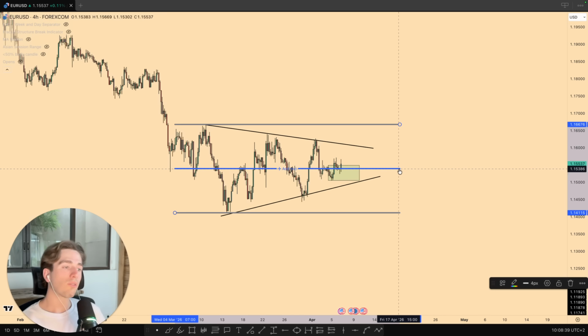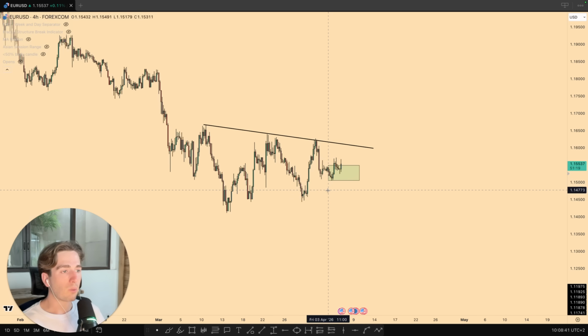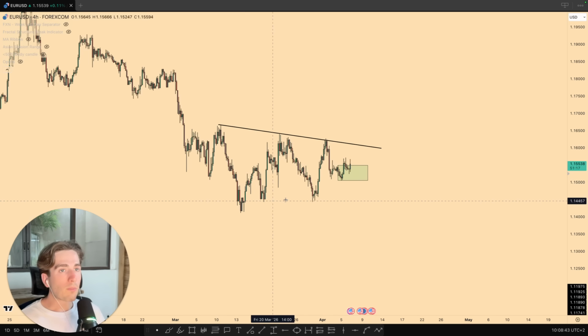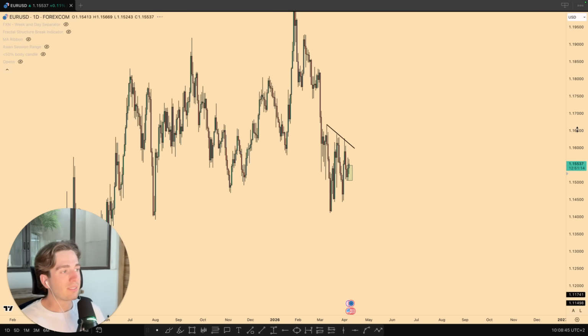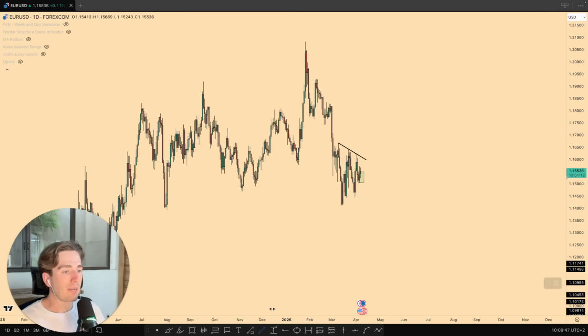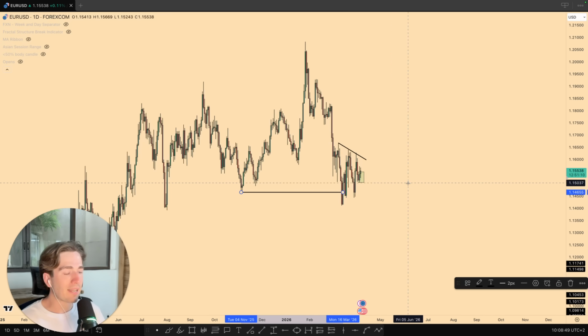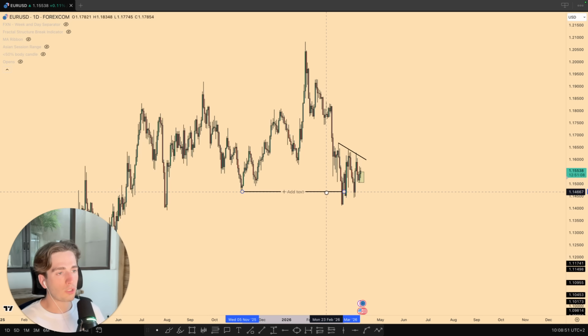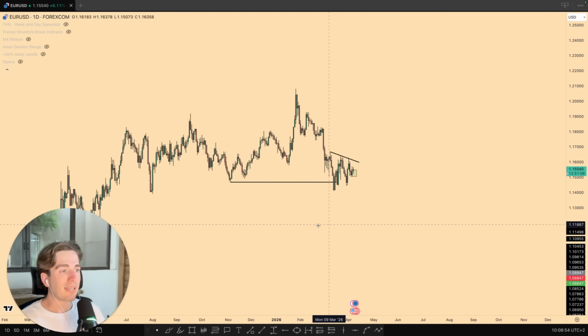Now, regardless of the consolidation and regardless of the liquidity or the wedge, what I'm looking at here is the daily time frame. And on the daily time frame, I can see that we've had a break of structure towards the downside. Now, after a break of structure, what do you expect? You expect a retracement to happen. And where do we expect retracements to happen towards?